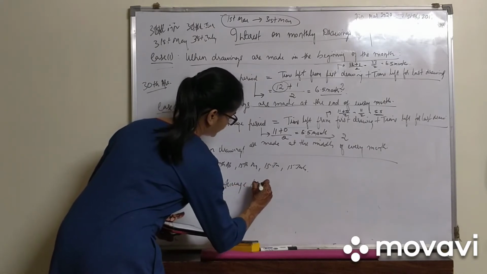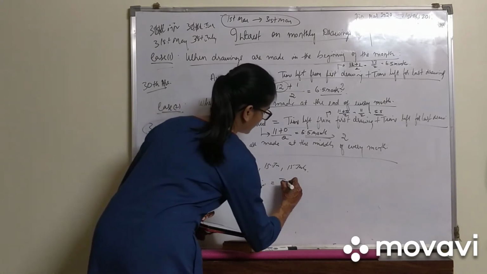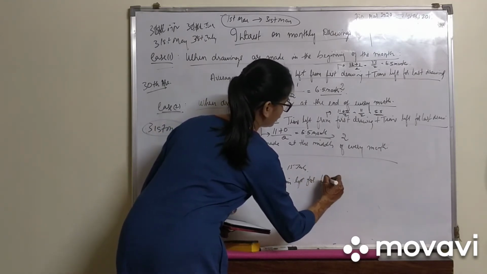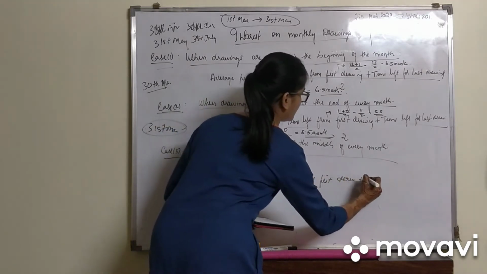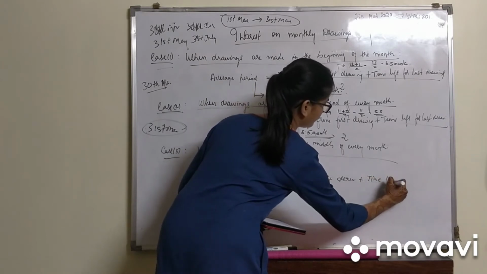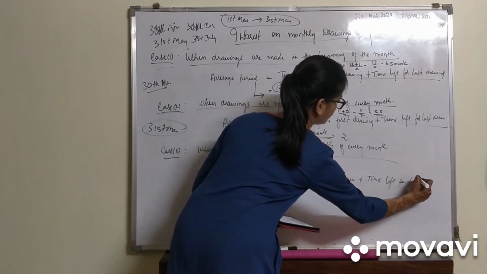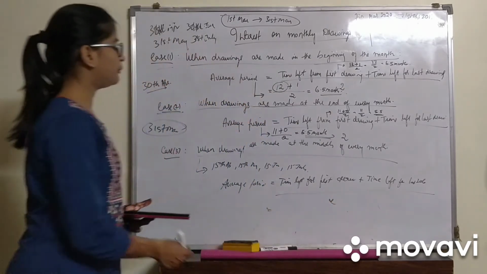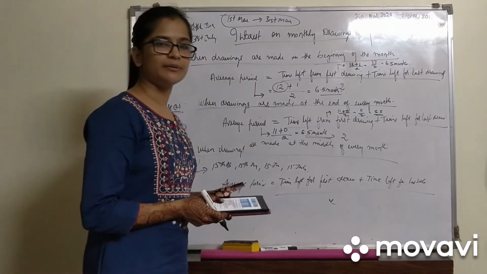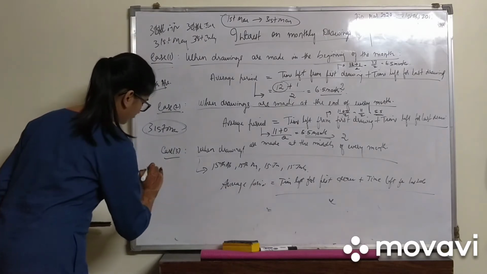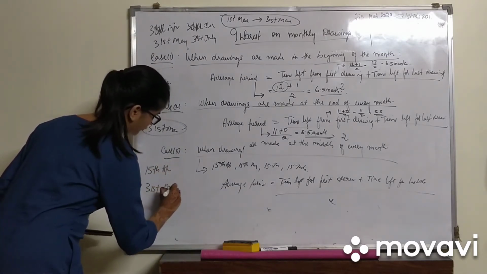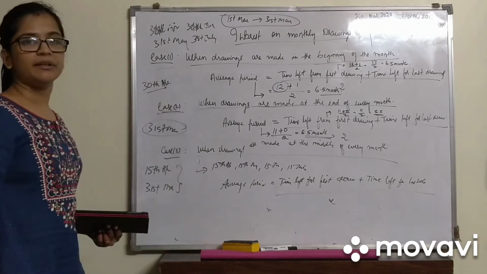Average period is equal to time left for first drawing plus time left for last drawing divided by 2. So from first drawing, how much time is left? We will calculate it from 15 April to 31st March. How many months? 11 and a half months.